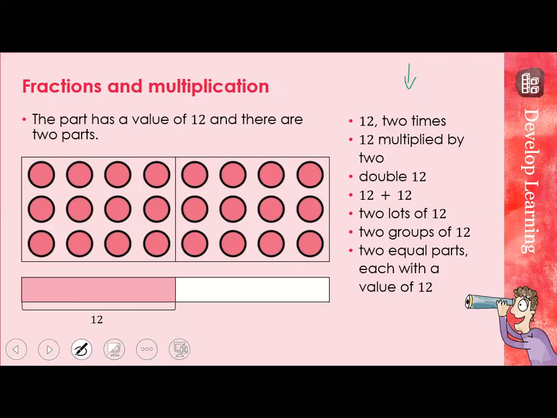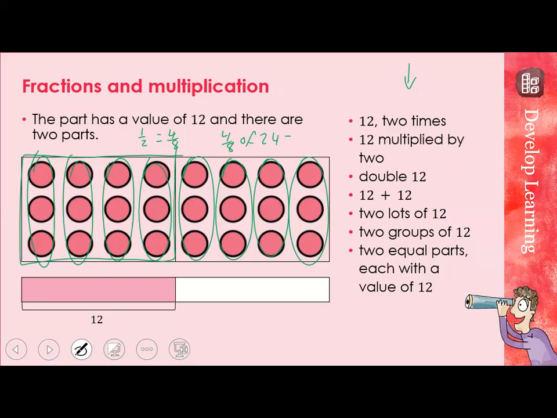I could say that half of 24, if I split into 2 equal halves, is equal to 12. I could also say that a half is equal to 4/8. There's 1/8, 2/8, 3/8, 4/8, 5/8, 6/8, 7/8, 8/8. So I know that each of my columns is an eighth. So I could say that a half is equal to 4/8. I could say therefore that 4/8 of 24 is equal to 12. I could say that half of 24 is equal to 12.